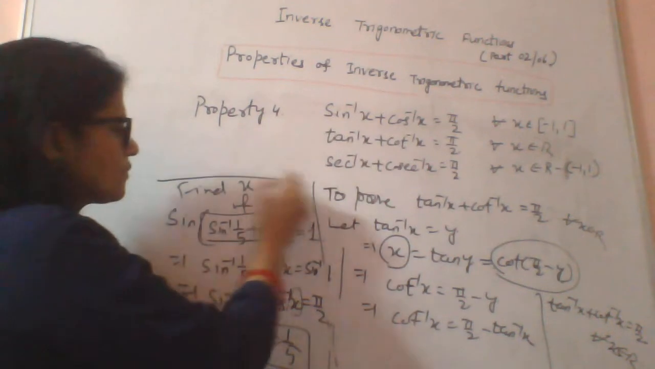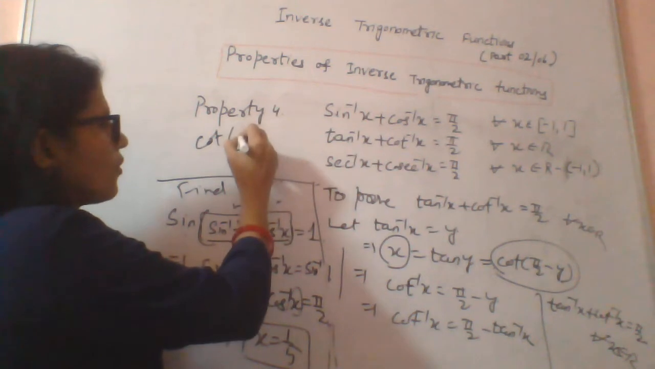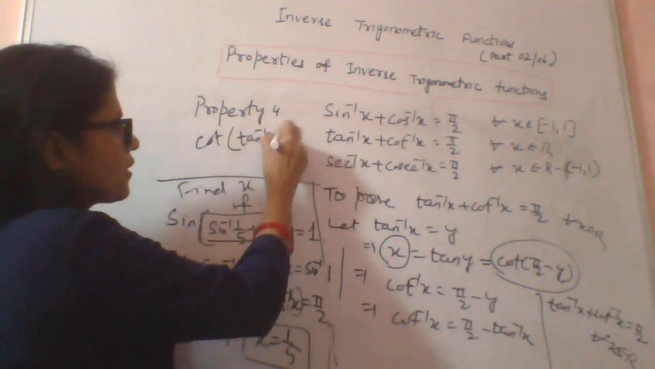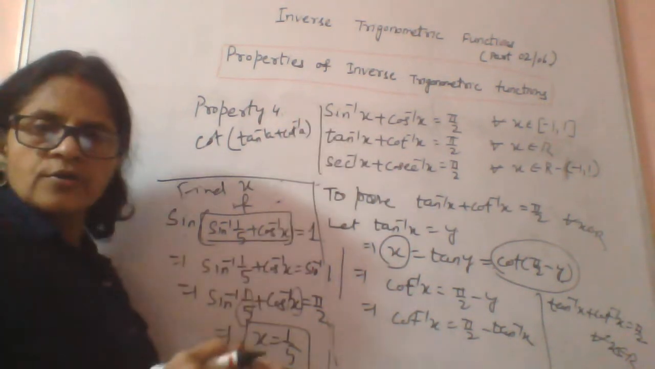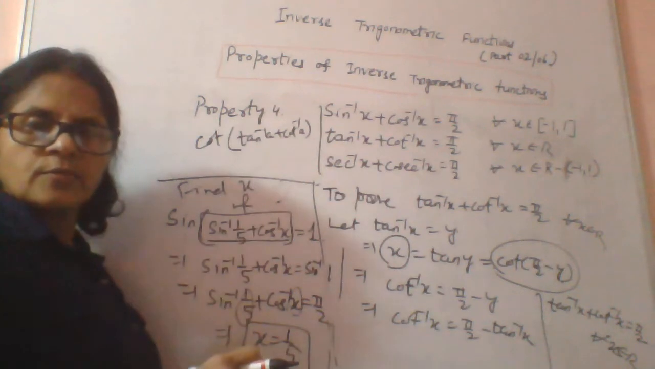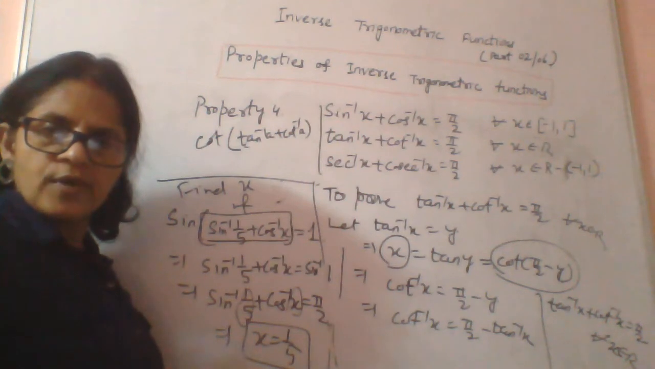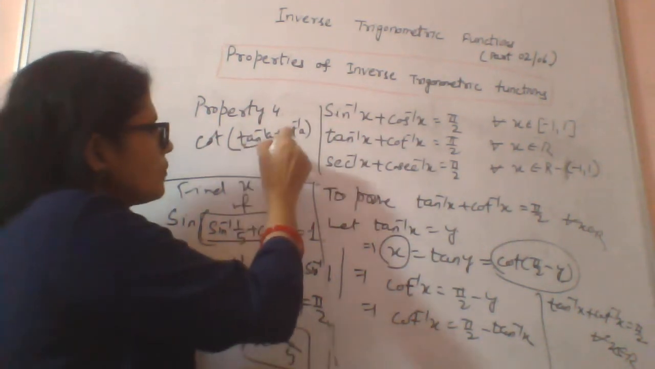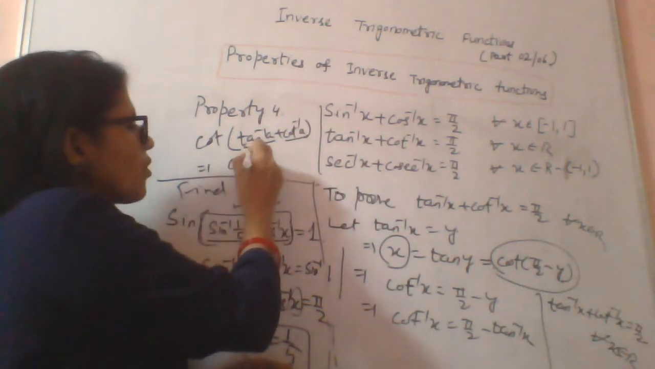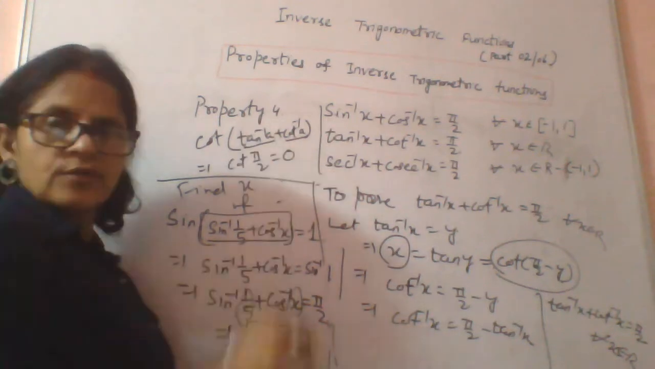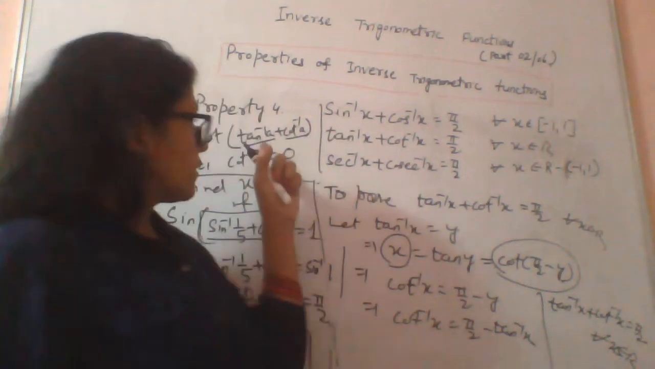One more question, also in your NCERT book. Find the value of cot of tan inverse A plus cot inverse A. As we know, tan inverse x plus cot inverse x equal to pi by 2. So tan inverse A plus cot inverse A is pi by 2. It means we are getting cot pi by 2, that is equal to 0. Cot 90 equal to 0. Okay, so this is the property number 4.